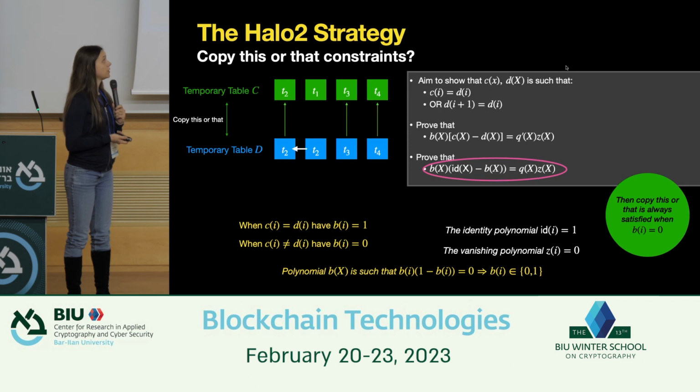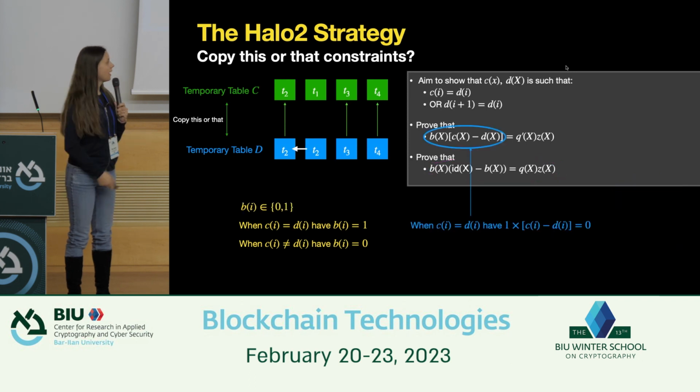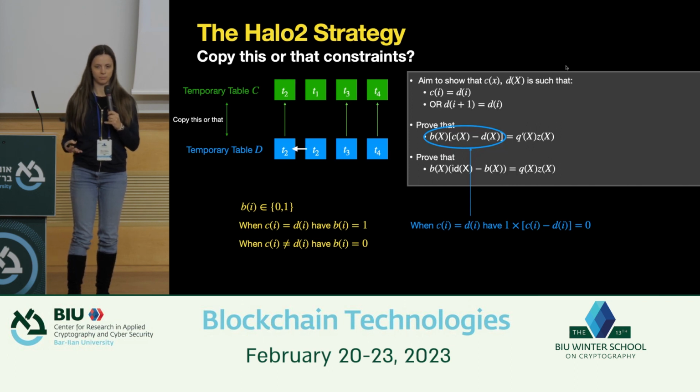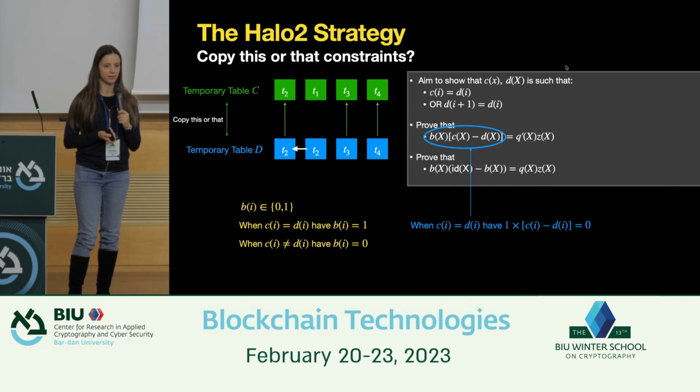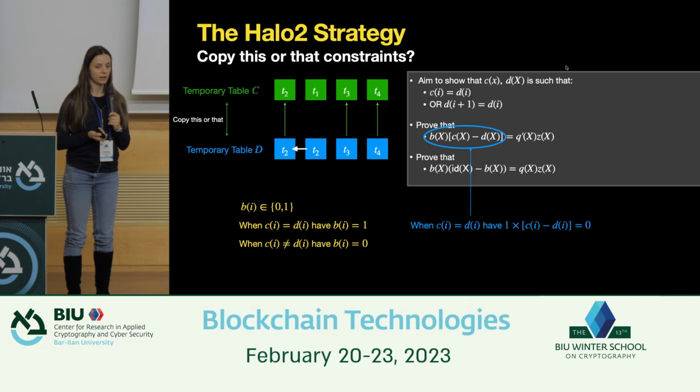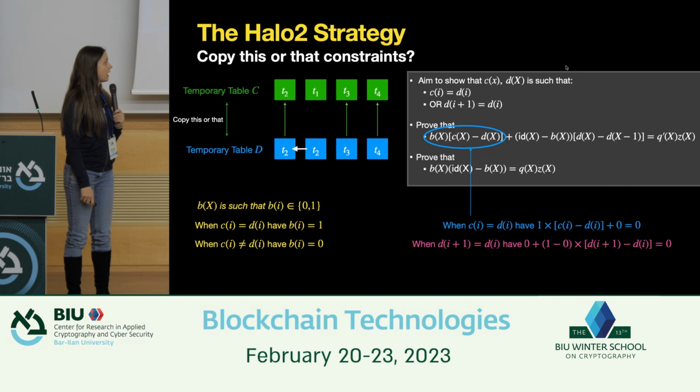So then in our situation where C_i is equal to D_i, we're happy. It evaluates to 0, b of i can equal 1, and the constraint is satisfied. And in the situation where C_i is not equal to D_i, b of x is going to be equal to 0. So nothing's going to happen there.